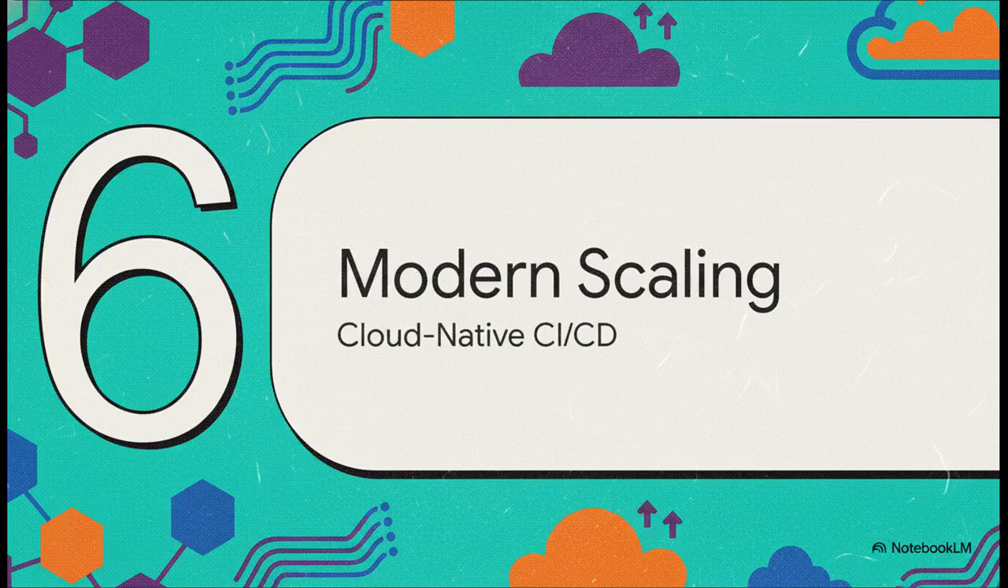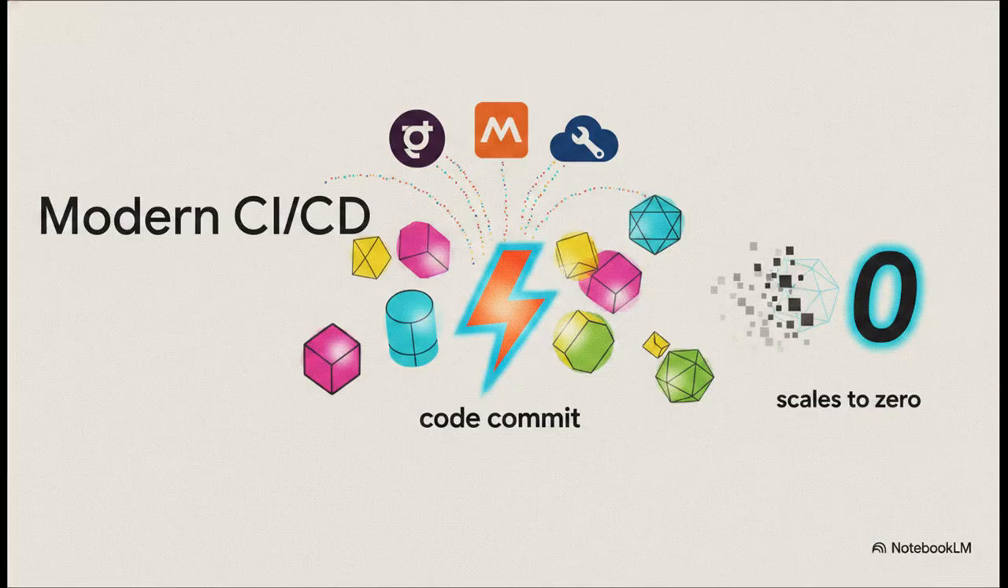Which perfectly tees up Section 6, modern scaling and cloud-native CI/CD. Modern CI/CD, using tools like GitHub Actions or Kubernetes, is a total game changer. Instead of renting static servers, you use event-driven containers that spin up the exact millisecond a code commit drops. These compute resources are seamlessly shared across dozens of project repos. And the kicker? They scale down to absolute zero when things are quiet. They create a temporary testing environment, do the job, and then literally delete themselves.